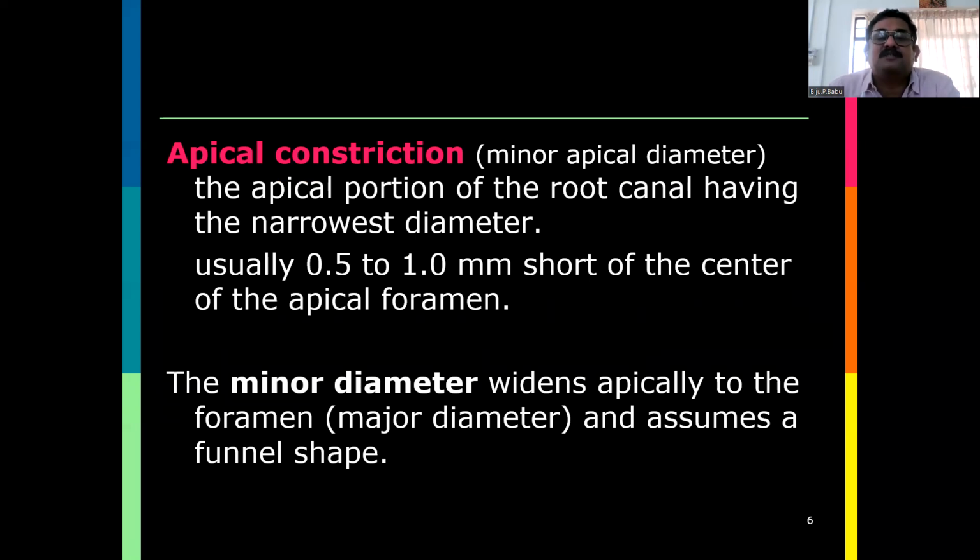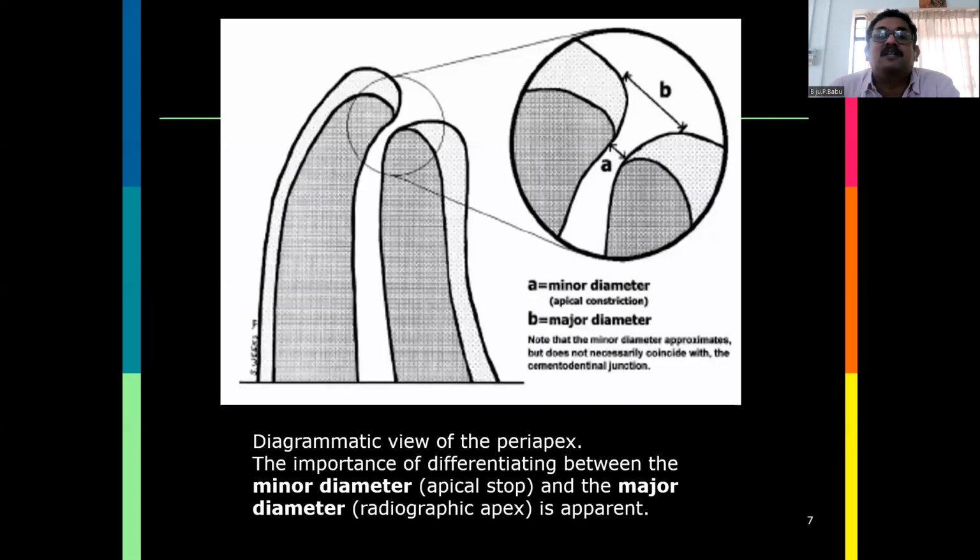And after this minor apical diameter, the canal widens apically to the foramen. That is the major diameter, and it assumes a funnel shape. Now in this diagram, you can see the root apex and the canal narrowing into the narrowest point, point A, which is called the minor apical diameter. And after point A, the canal flares out.